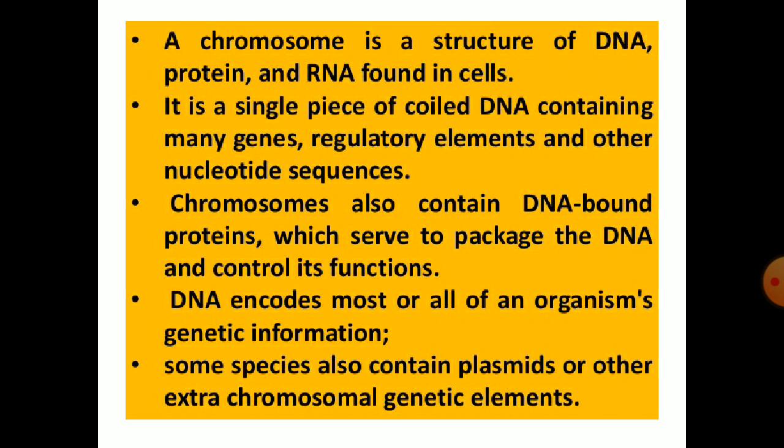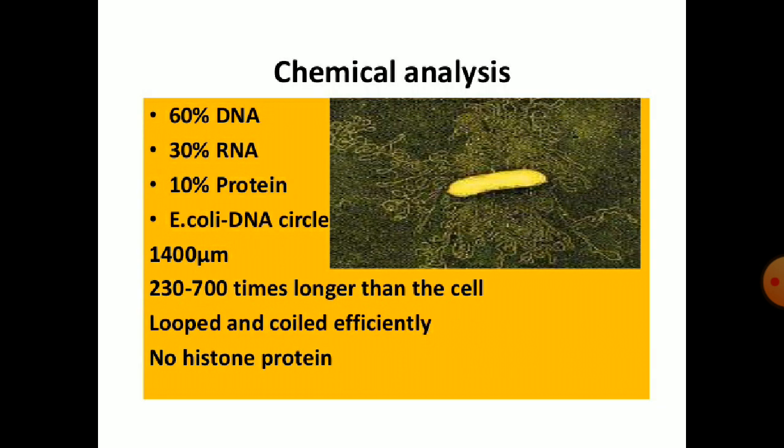DNA encodes most or all of an organism's genetic information. Some species also contain plasmids or other extrachromosomal genetic elements. Genetic analysis: 60% DNA, 30% RNA, 10% protein. The E. coli DNA circle is 1400 micrometers.